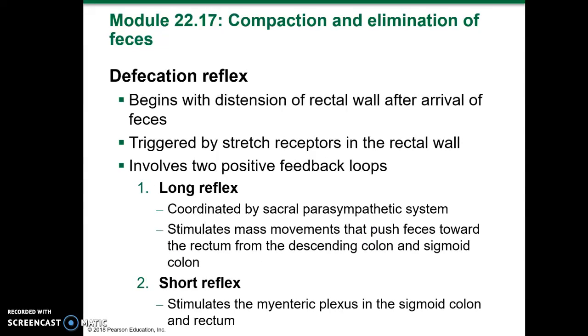The defecation reflex begins with distension of the rectal wall after the arrival of feces, and is triggered by the stretch receptors in the rectal wall. It involves 2 positive feedback loops: a long reflex that's coordinated by the sacral parasympathetic system that stimulates the mass movements that push feces towards the rectum from the descending colon and the sigmoid colon, and then a short reflex that stimulates the myenteric plexus in the sigmoid colon and the rectum.